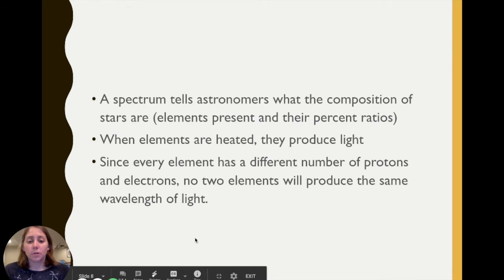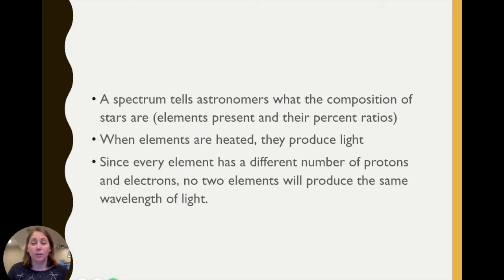Spectrums tell astronomers what the composition of stars is. So we can look through these spectroscopes and we can figure out, I know that that star is 75% hydrogen. How cool is that? I mean, we don't even have to visit it. All I have to do is look at it and I can figure out what's in it and how much.